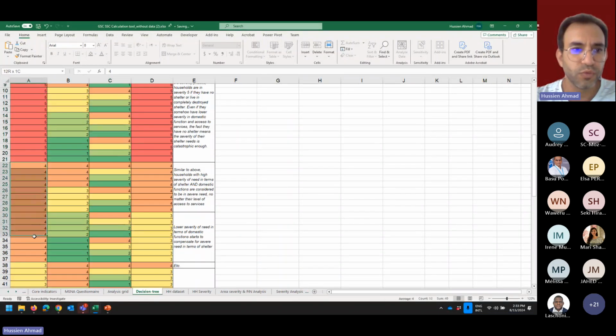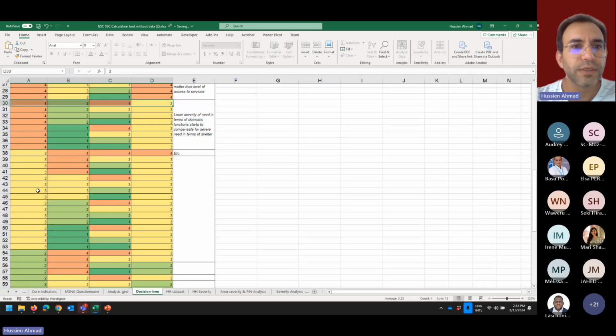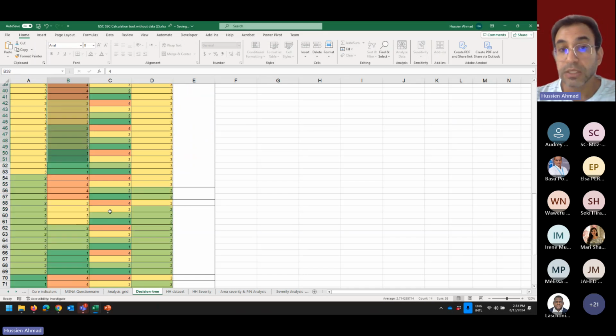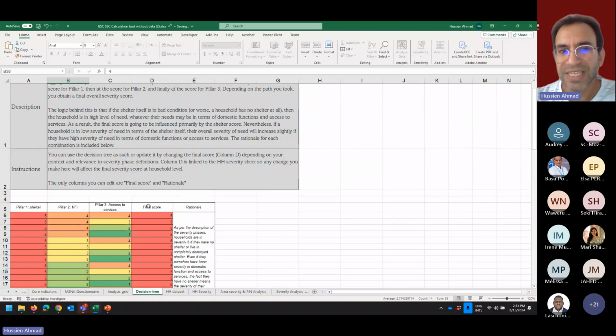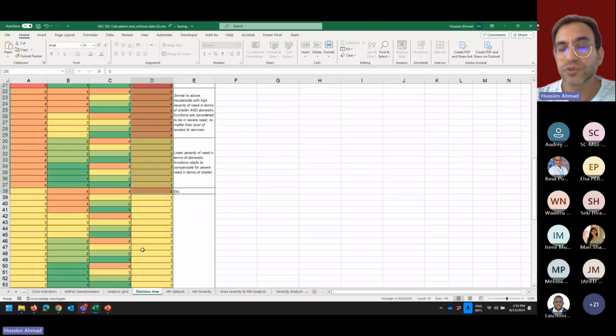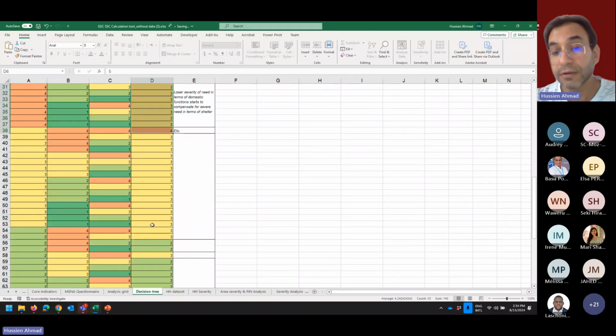If pillar 1 is 4, pillar 3 has impact in one case only, this very specific case. If pillar 1 is 3 and pillar 2 is 4, pillar 3 has no impact, etc. So we see that pillar 3 actually has very minimal impact on the overall score, yet it affects the PIN and it affects the overall severity in few instances.